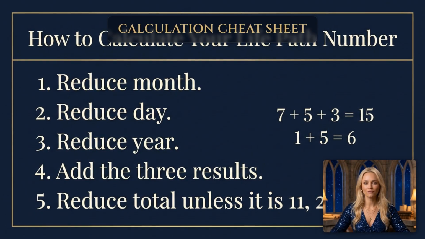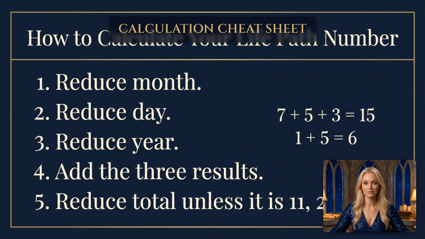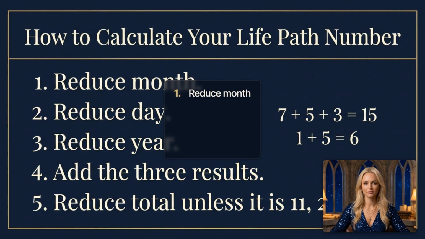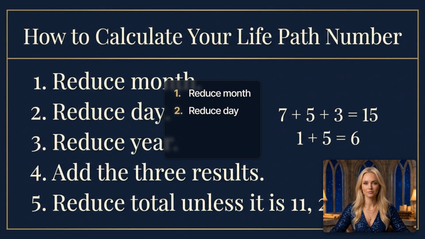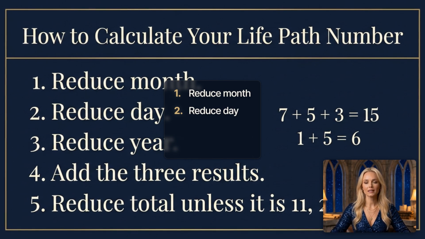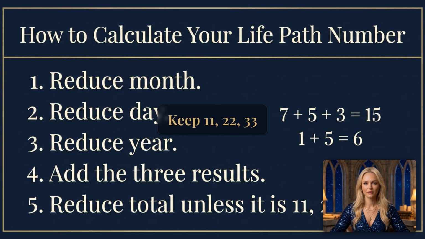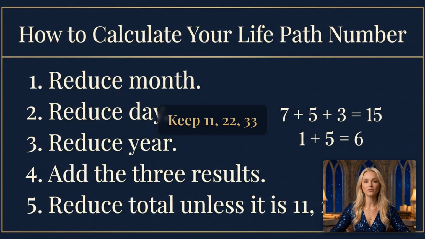Here is the screenshot version. Reduce the month. Reduce the day. Reduce the year. Add the 3 results. Then reduce the total unless it becomes 11, 22, or 33. Keep that saved if you want a quick reference later.